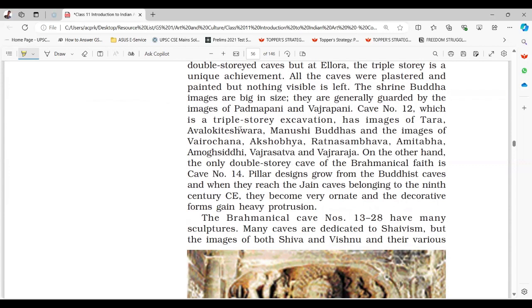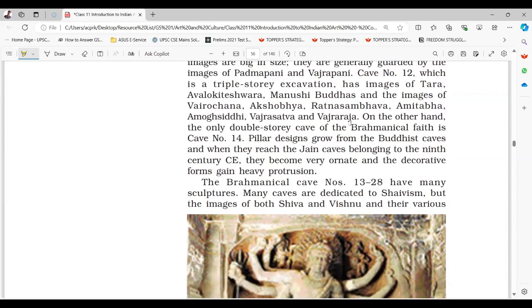and the images of Vairochana, Akshobhya, Ratnasambhava, Amitabha, Amoghasiddhi, Vajrasattva, and Vajraraja. On the other hand, the only double-story cave of the Brahmanical faith is cave number 14.